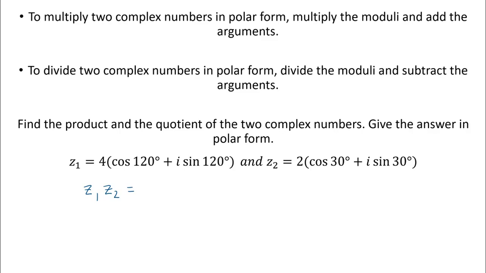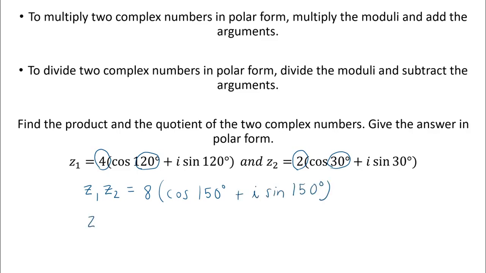To multiply the first complex number times the second, multiply the moduli. 4 times 2 is 8. And add the arguments. The first has an argument of 120 degrees, and the second has an argument of 30 degrees. So the new argument is 150 degrees.